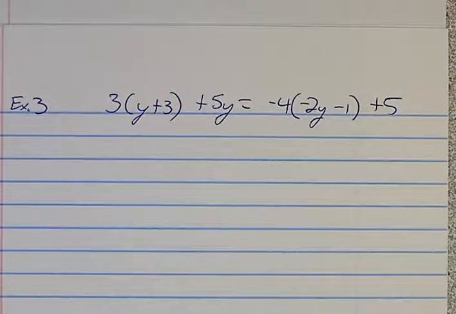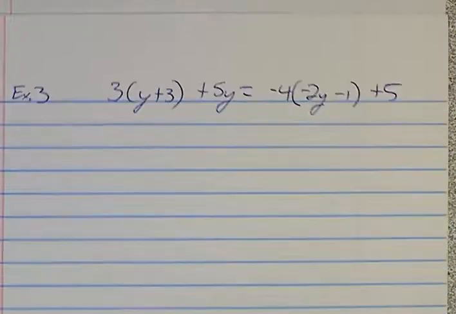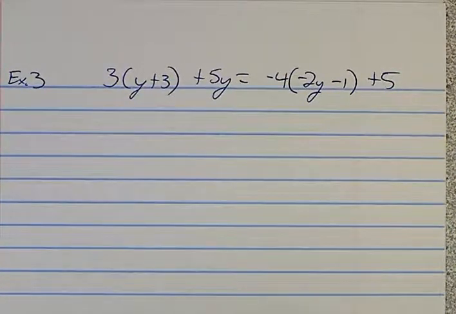All right, let's go with 3 times y plus 3 plus 5y, negative 4 times negative 2y minus 1, and then plus 5. So, kind of a long equation. Some of the ones that we're working through in the homework, they'll work up to where you've got some longer than this. So I'll give you one of these where you can at least walk through and see everything that's happening here.